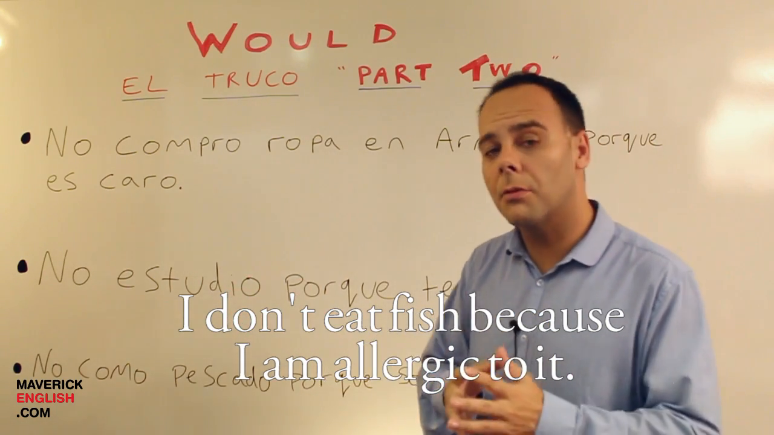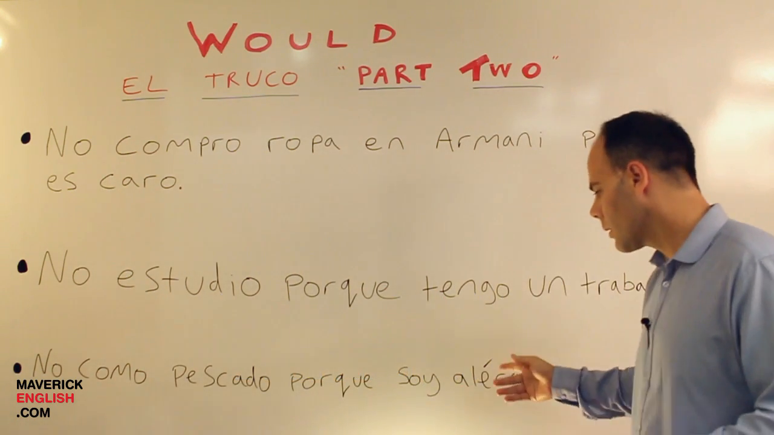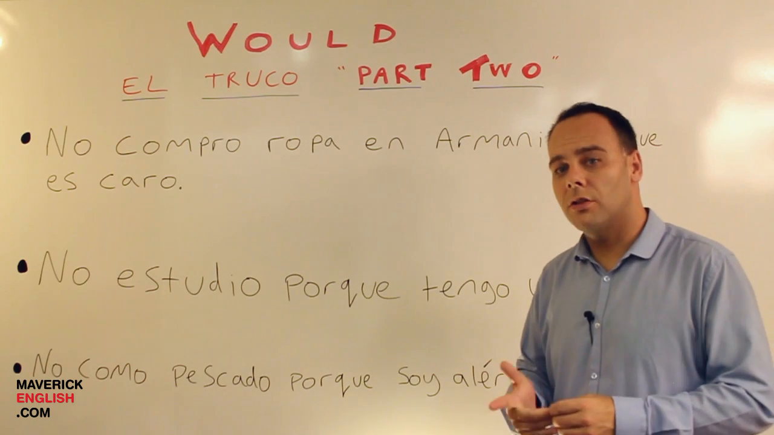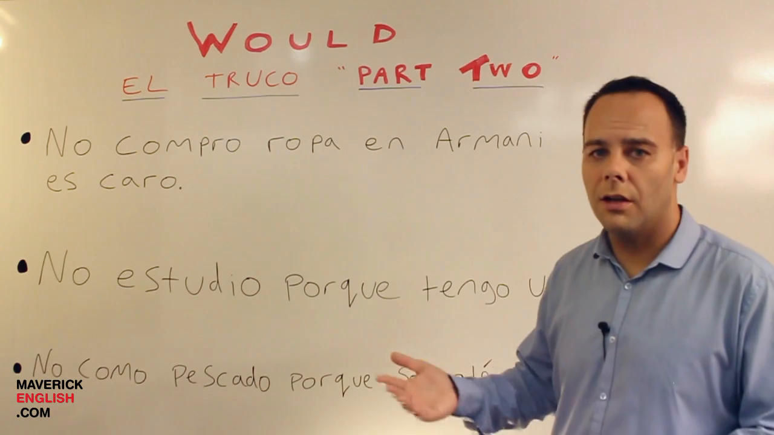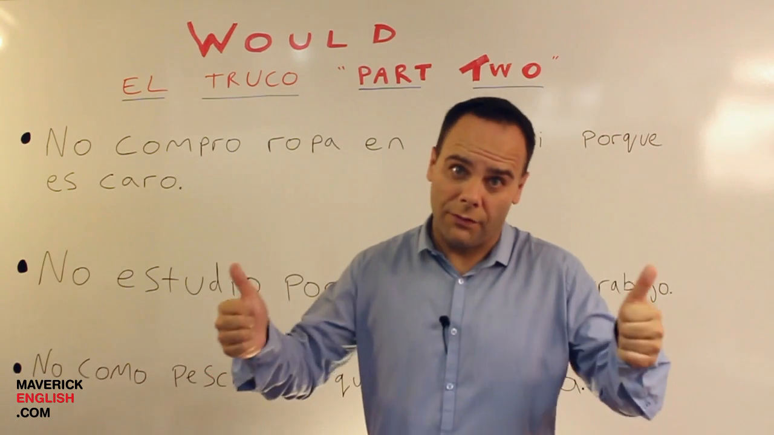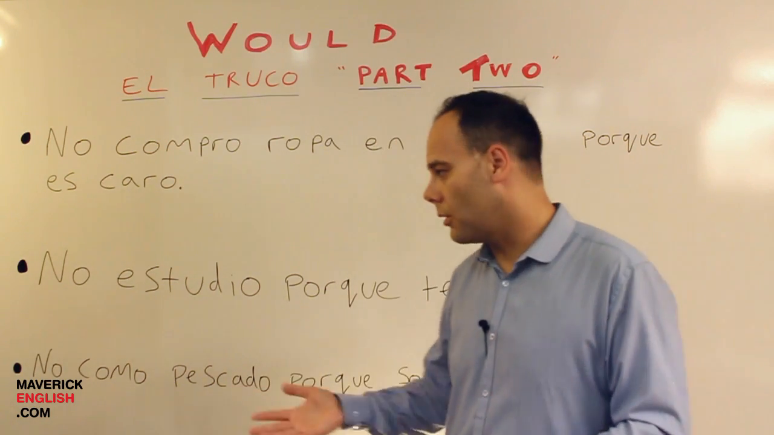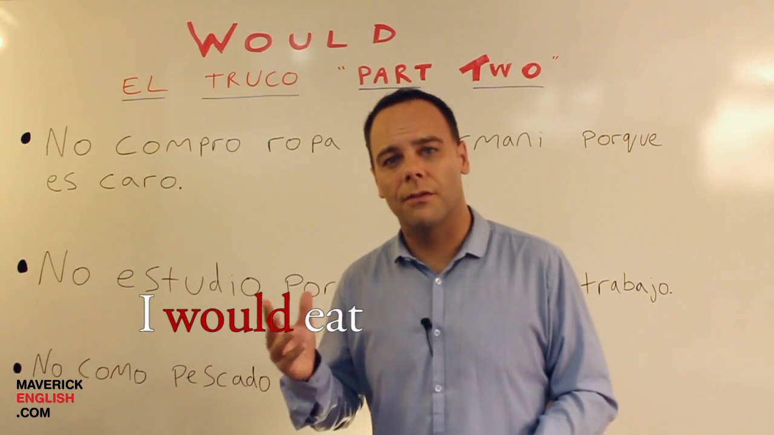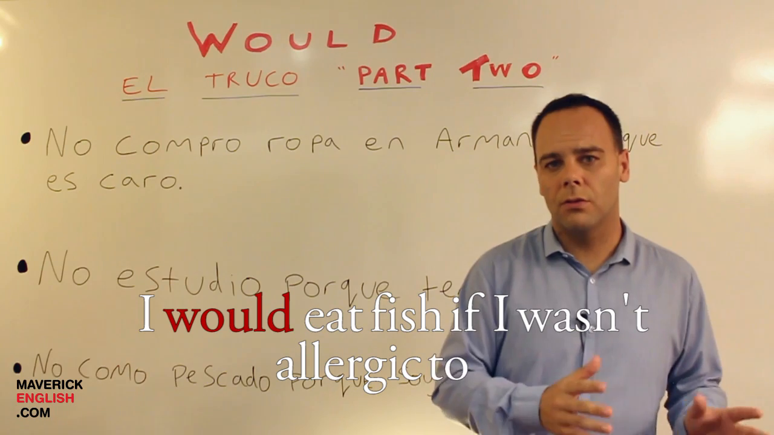Ok, es un verbo que necesita algo con el verbo. Entonces, no como pescado porque soy alérgico. I don't eat fish because I am allergic to it. So the fantasy situation is I eat fish and I'm not allergic to it anymore. So I would eat fish if I wasn't allergic to it.